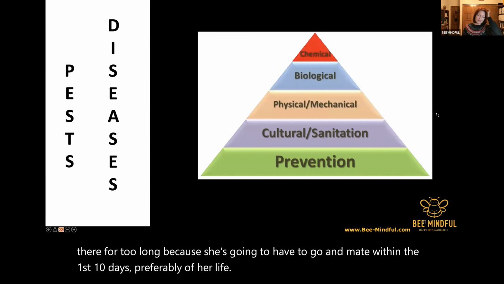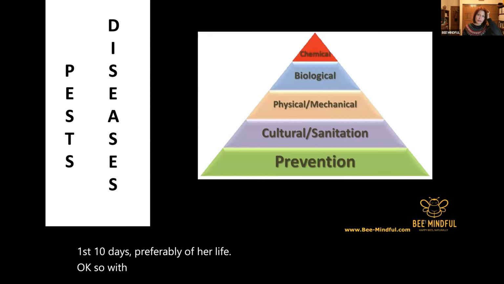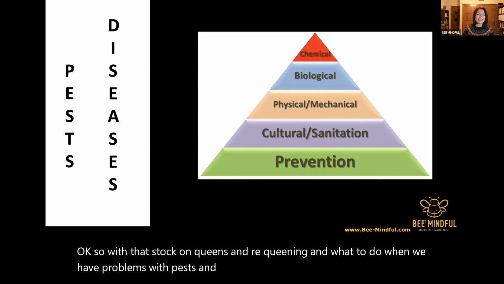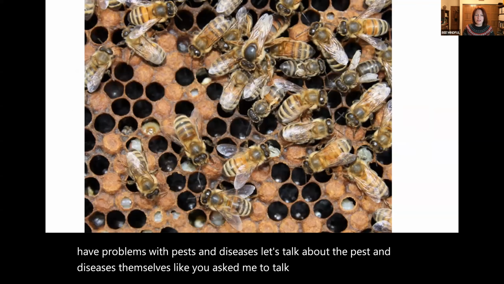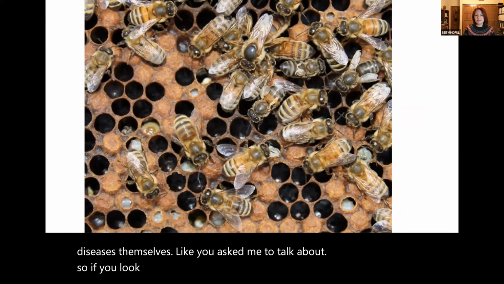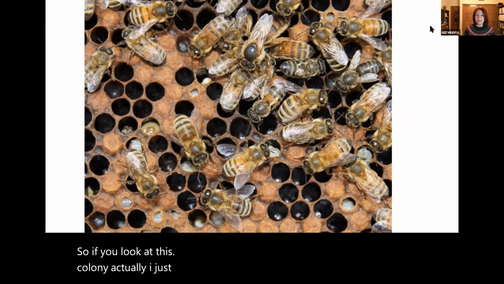Okay, so with that talk on queens and requeening and what to do when we have problems with pests and diseases, let's talk about the pests and diseases themselves, like you asked me to talk about. So if you look at this colony, actually, I just noticed there's the queen right here. She's right here.